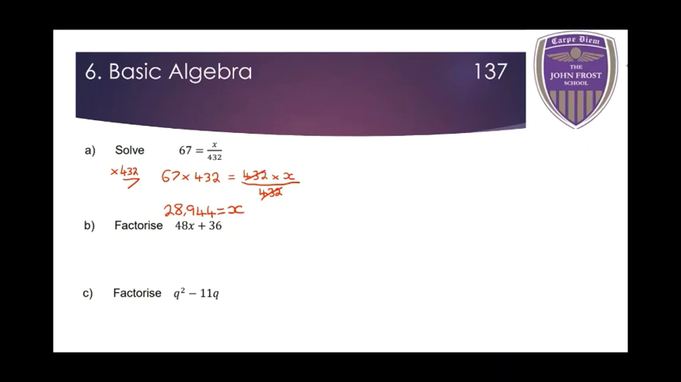Next, we need to factorize 48x and 36. Okay, so first of all, let's list down the factors of 48 and the factors of 36. Okay, and remember, we're looking to take the biggest factor out of both of these. Okay, well, for 48 we got 1, we got 2, we got 3, we got 4, we haven't got 5, we've got 6, and we've got 8. Okay, those are all our factors there.